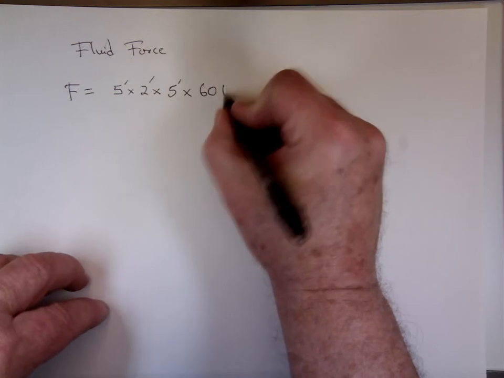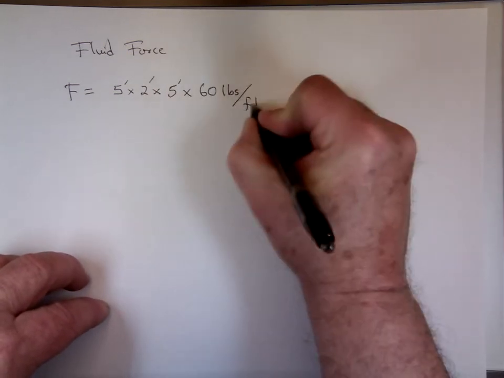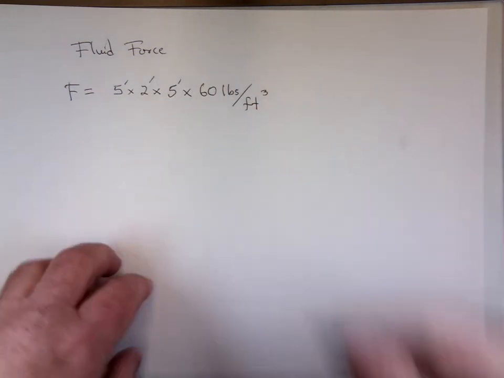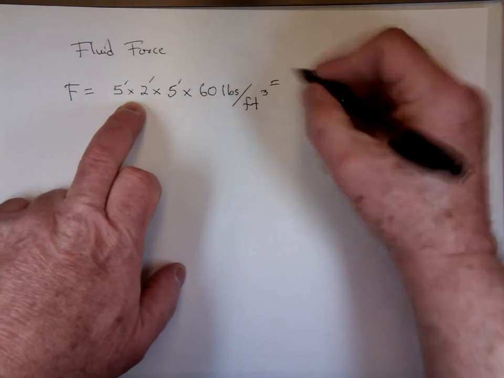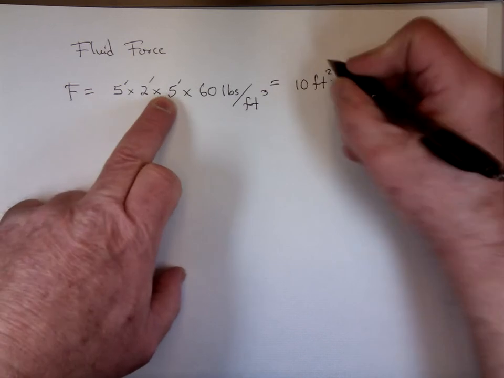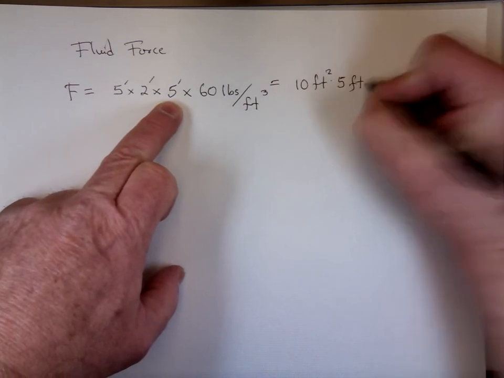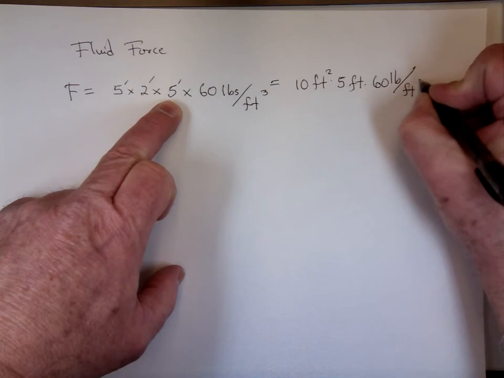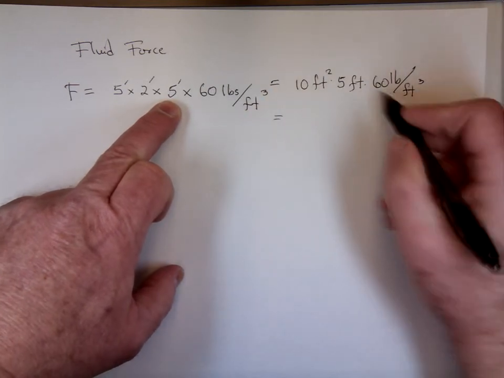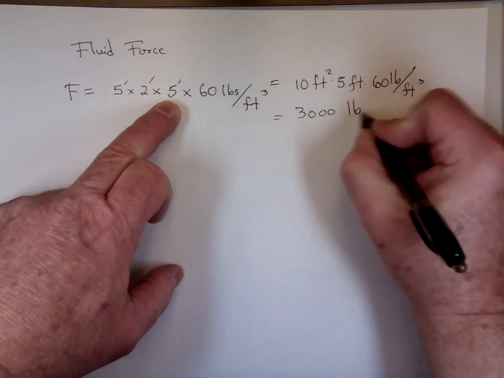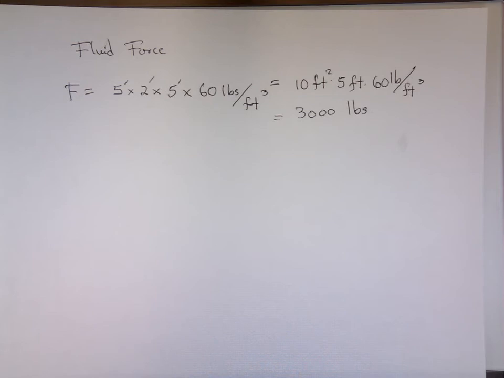How much force is on that table? Well, it's equal to the area of the table, 10 square feet here, times the 5 foot depth, times the density of water. That would be 50 times the 60, it would be 3,000 pounds. That would be the fluid force on that table. 3,000 pounds of force on that table, if that's 5 feet underneath from the top of the water.